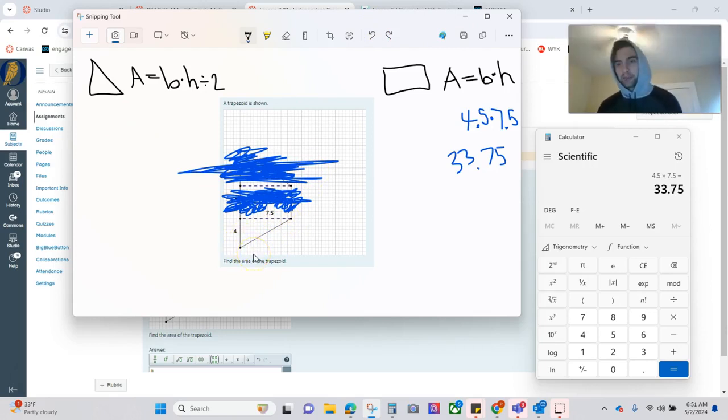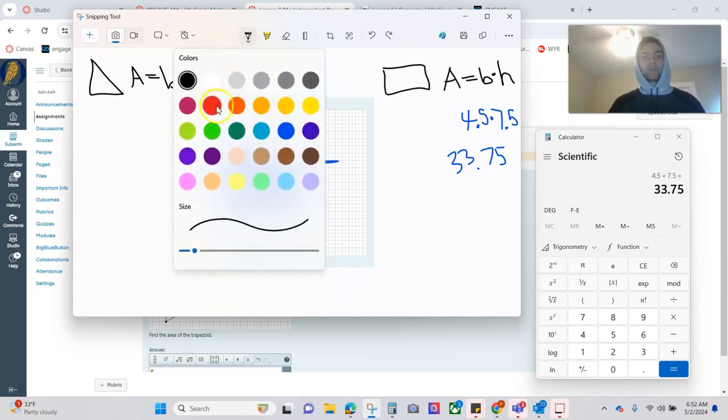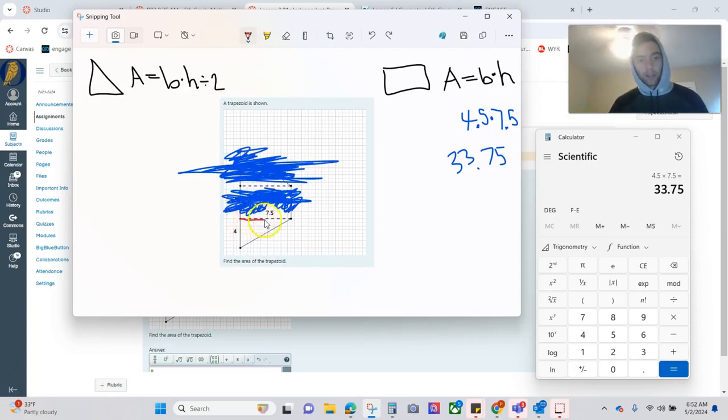Now, since there's only 2 numbers here, it doesn't matter really which one's the base and which one's the height. And also, since we are in the land of make-believe, this dotted line is technically a side of the triangle. So 7.5 could be the base and 4 could be the height, or if you turn your head sideways, 4 could be the base and 7.5 could be the height.